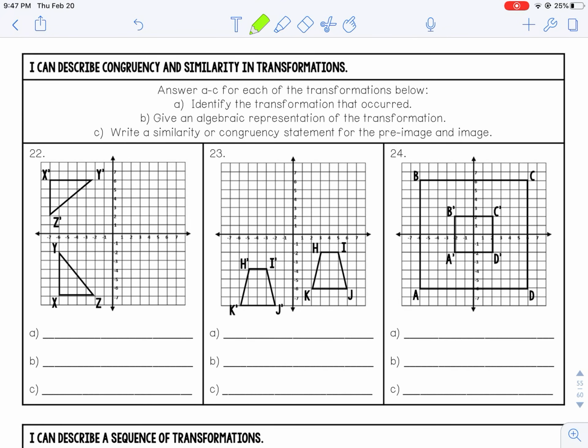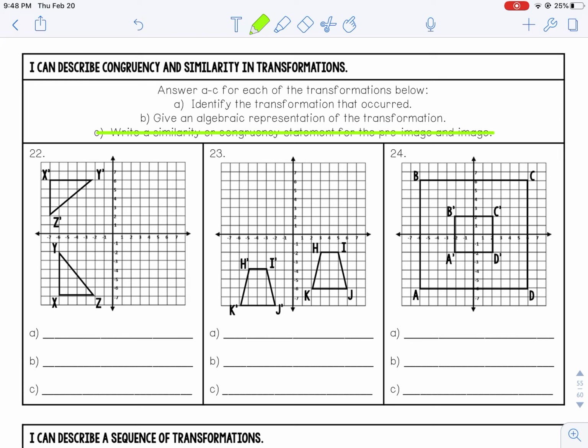Okay, 22, 23, 24. Part A, identify the transformation that occurred. Next, you're going to algebraically say the transformation that occurred. And then it says to write a similarity or a congruency statement. I am going to say we're not going to do that. Again, 10th grade standard. And kind of iffy on part B. That is a 10th grade standard, but I think you can do it. But for A, you do need to identify the transformation that occurred.